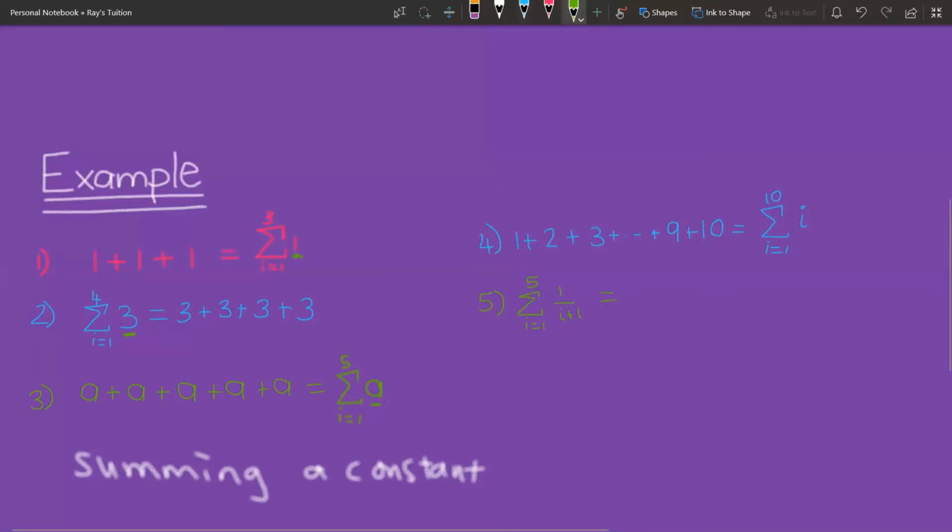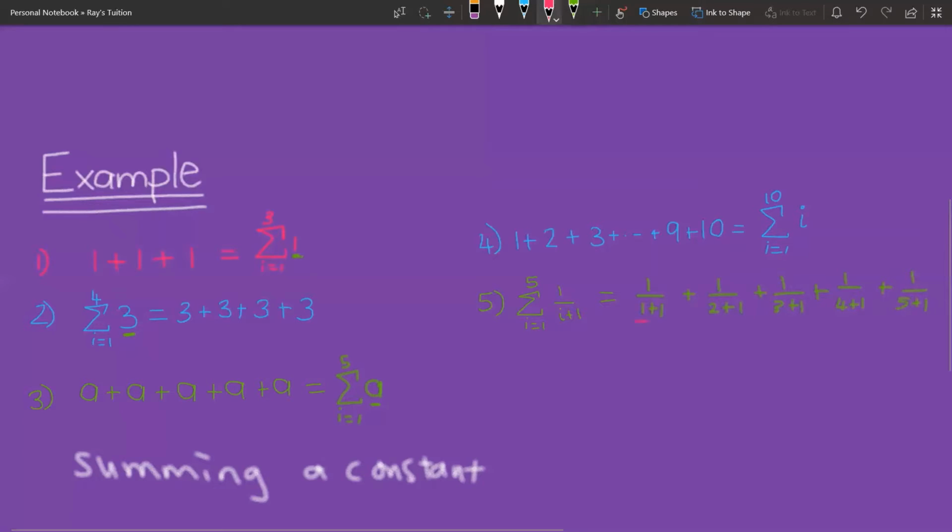Let us have a look at what the last one means. Here we have the sum from i equals 1 to 5 of 1 over i plus 1. The first term is 1 over 1 plus 1, because that's what i is. The second one is 1 over 2 plus 1. The next one is 1 over 3 plus 1. The next one is 1 over 4 plus 1. And the last one, we go until i is equal to 5, so 1 over 5 plus 1.